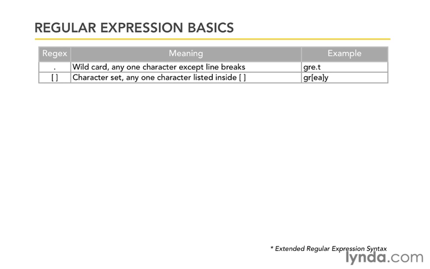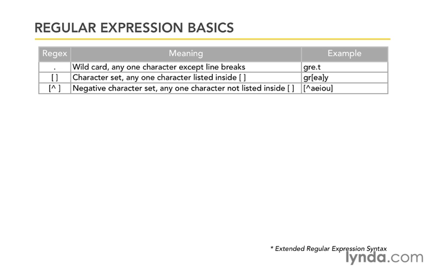Then we have a negative character set. We'd have the same square brackets, but we put a caret as the first character inside of them. And that would say any character that's not included there. So for example, if we wanted to match everything that was not an A, E, I, O, or U, then we would use that negative character set.